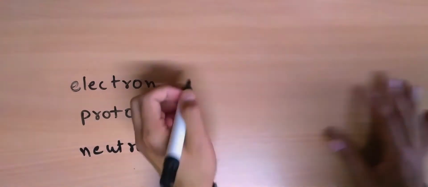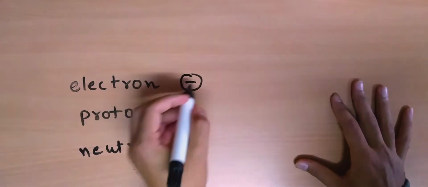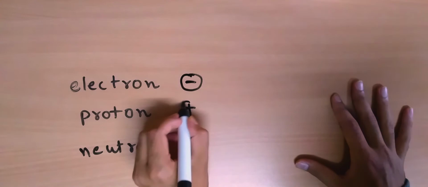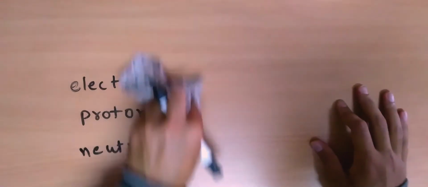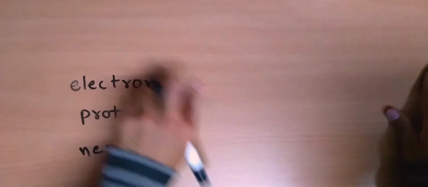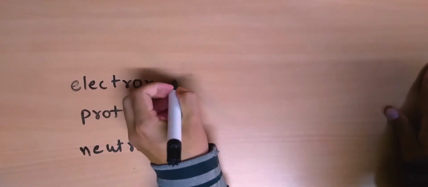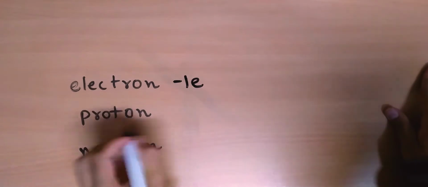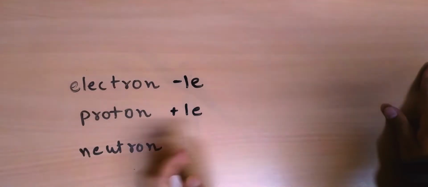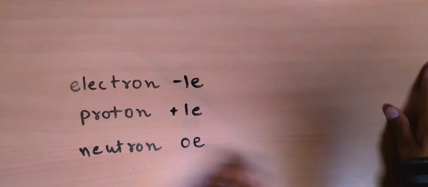Now this is a negatively charged particle. This is a positively charged particle, or rather, let me just not draw this, let me write the charge. So this has a charge of, not plus, sorry, this has a charge of -1 E, this has a charge of +1 E, and this has a charge of 0 E, neutral. Clear?